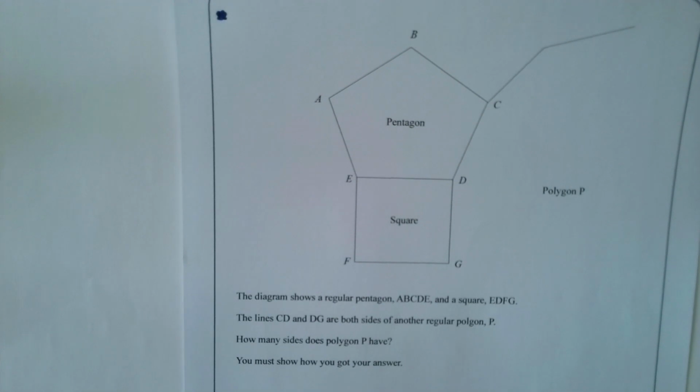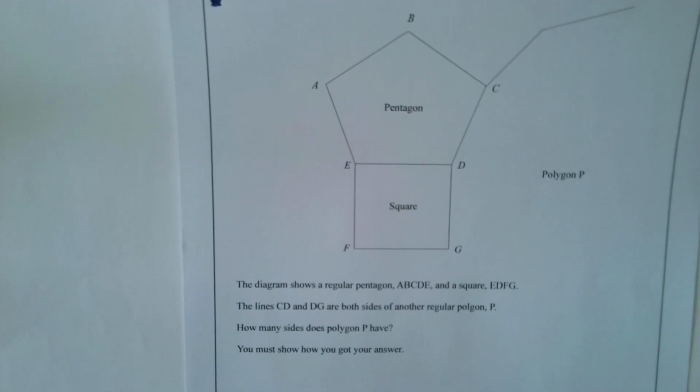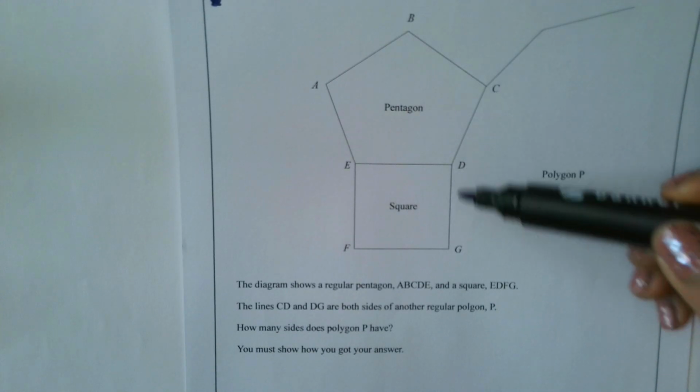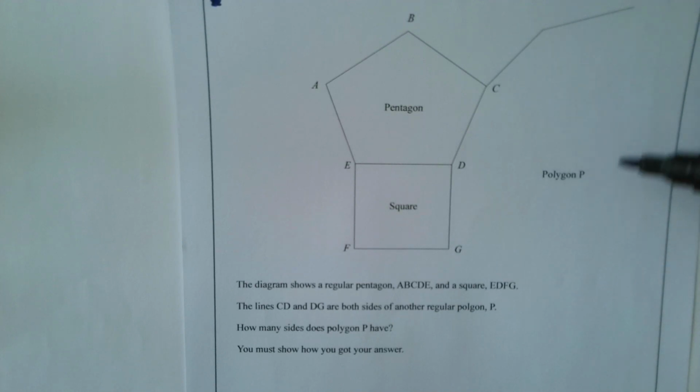Our next question is this one. It's a bit complicated, but I'm going to show you how to do this. The diagram shows a regular pentagon, ABCDE, and a square EDFG. The lines CD and DG are both sides of another regular pentagon, which is P. So how many sides does polygon P have? And then you must show how you got your answer.